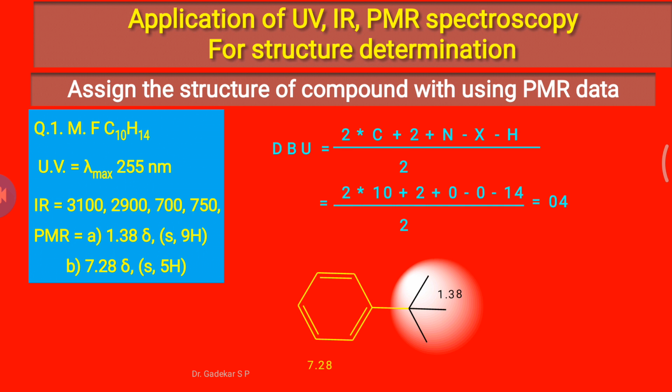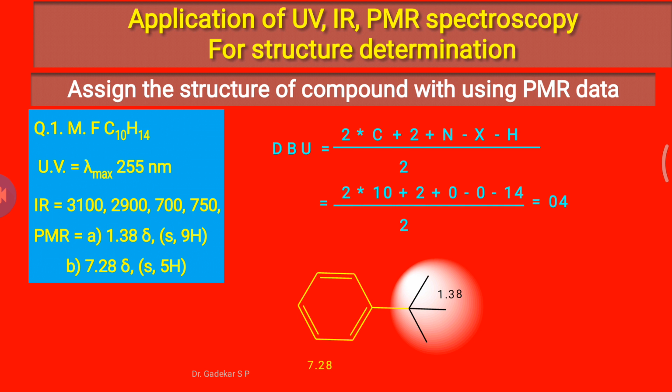So the corresponding compound contains a phenyl ring and 3 methyl groups attached to the carbon. So 9 protons give a singlet, a single signal. If we imagine them combined to form a structure like this.